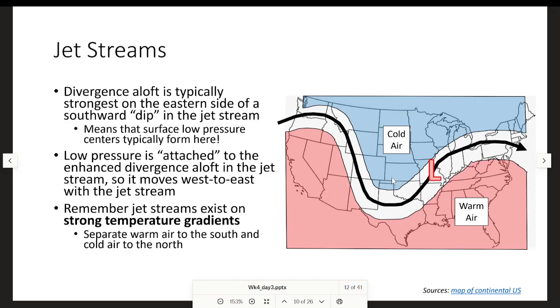Low pressure is attached to the enhanced divergence aloft in the jet stream, so it moves west to east with the jet stream. Yes, this low pressure advects, so it moves this way with the jet stream. Remember, jet streams exist on strong temperature gradients, so you have to have this cold air up here and this warm air down here. And sometimes over here you'll get warm, dry air, and that creates even more fun scenarios.